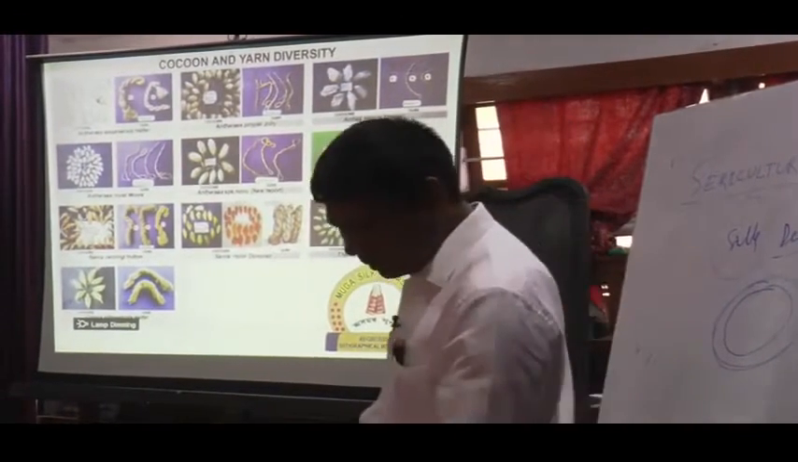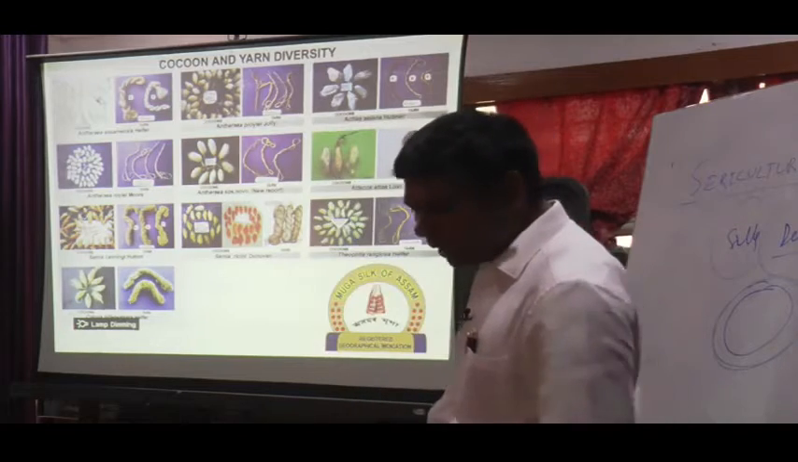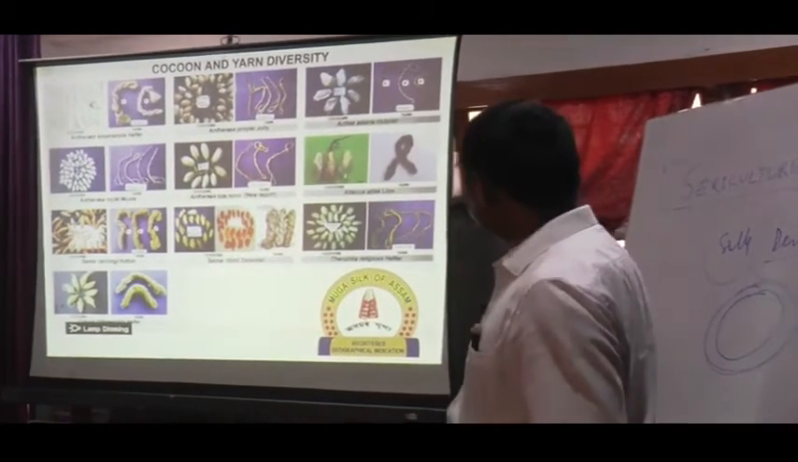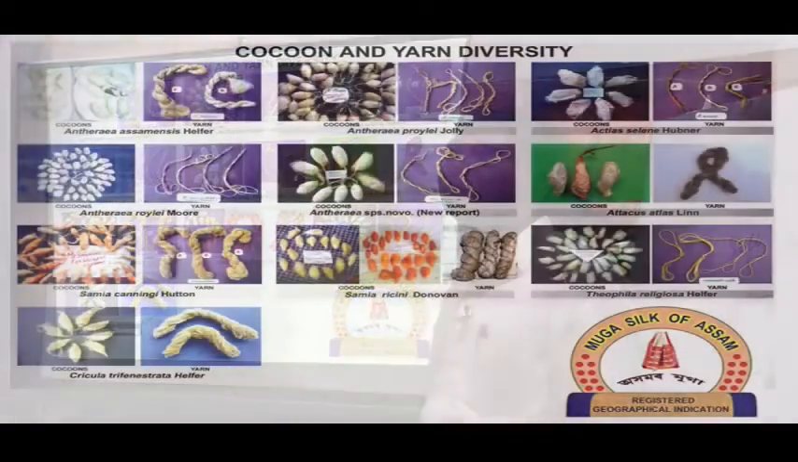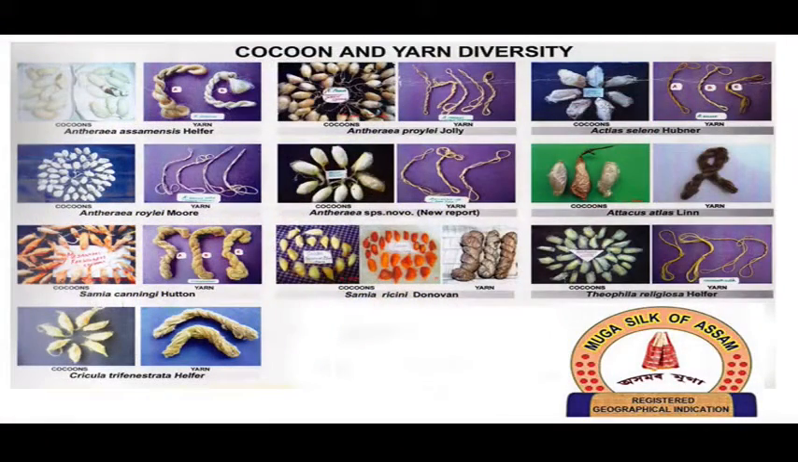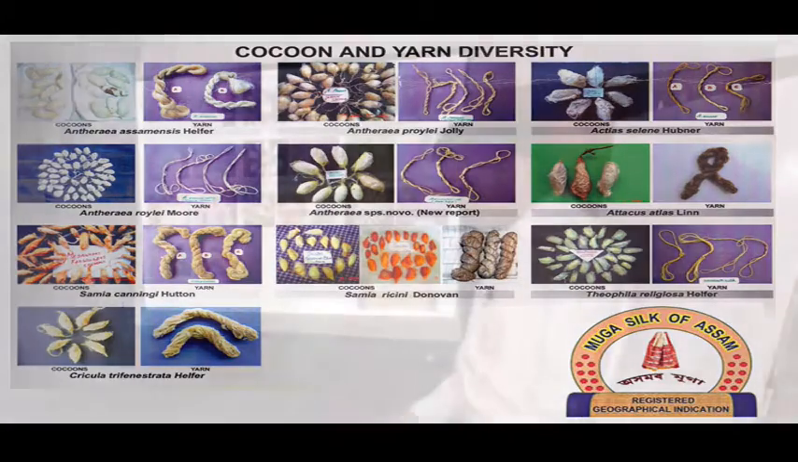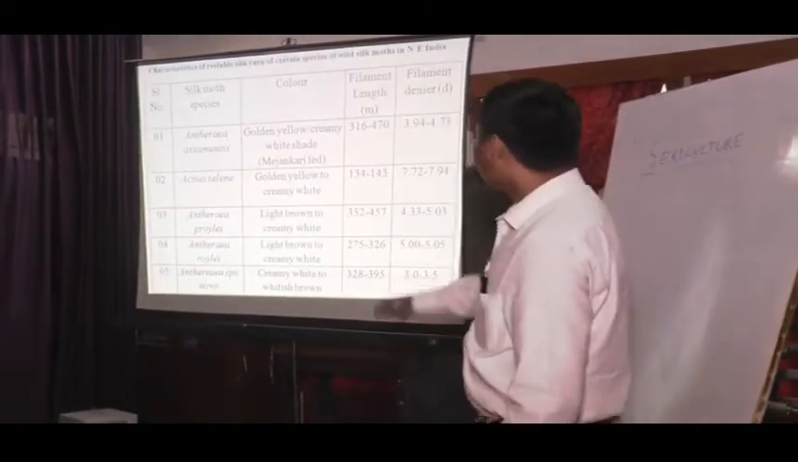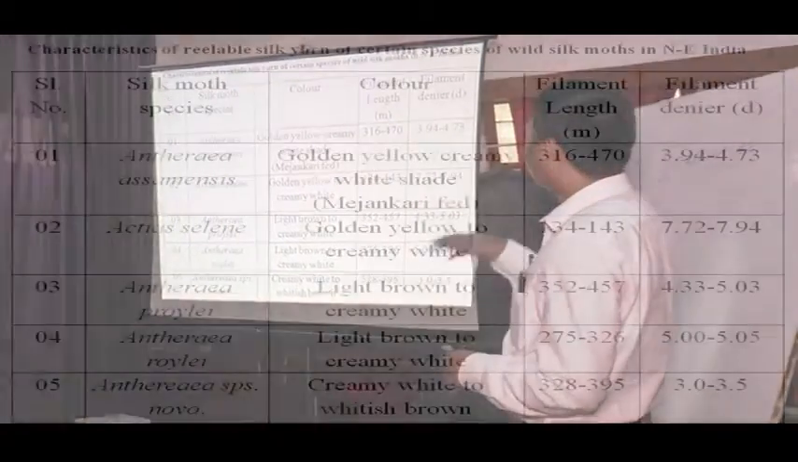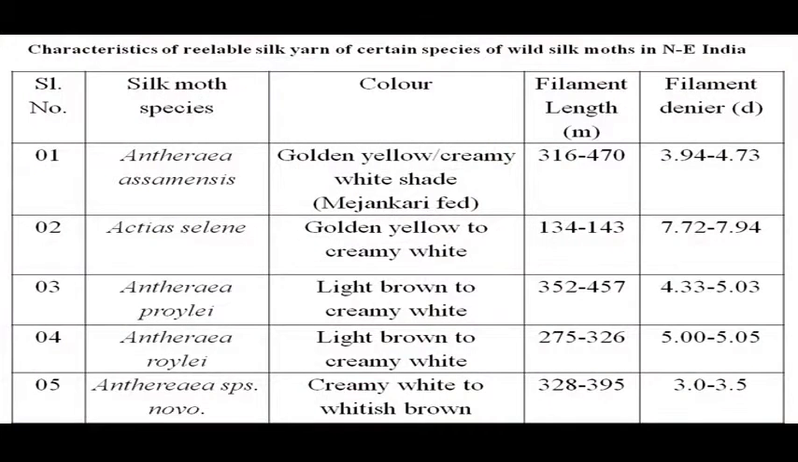So one interesting thing I have to mention here, that Muga silk of Assam got a geographical indication right in 2007 August. I have mentioned already that Muga silk of Assam got geographical indication right in 2007 August. So it is a pride of Assam. If you see the characteristics of different silk varieties found in Assam and northeastern region of India, we can say world also, in world expensive silk, we can say that Muga silk.